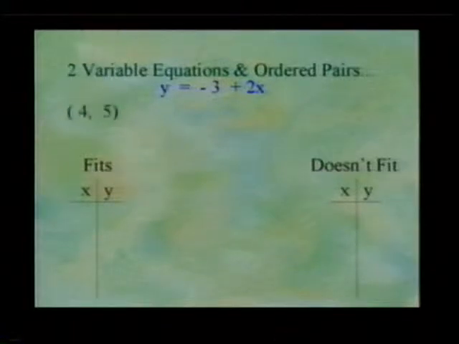Okay? So let's look at some more and see about fitting and not fitting. Let's see, (4, 5). Now in this case, the 4 is still going to go in for the x because it's listed first, even though the x in the equation is second. So let's put the 4 in for the x and the 5 in for the y, and let's see if this one fits. 2 times 4 is 8. Does 5 equal -3 plus 8? Yes, it does. So that one fits.